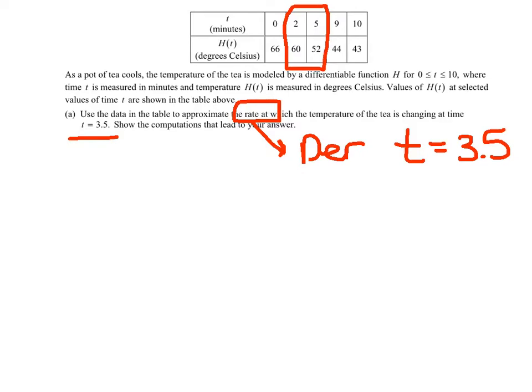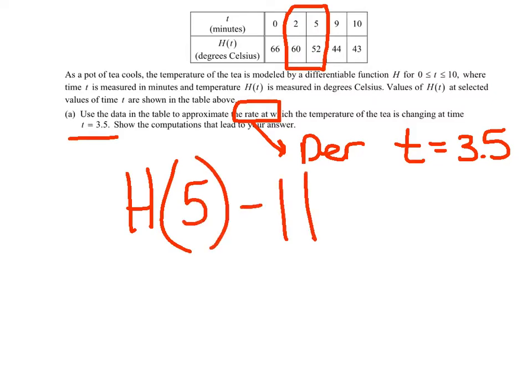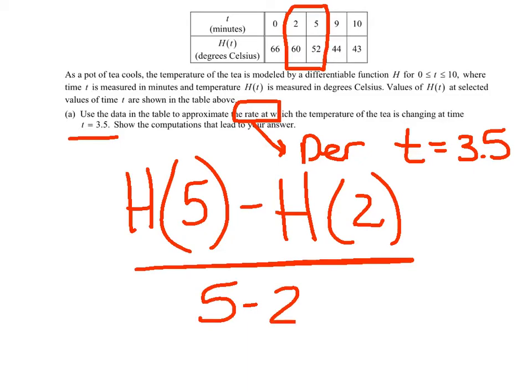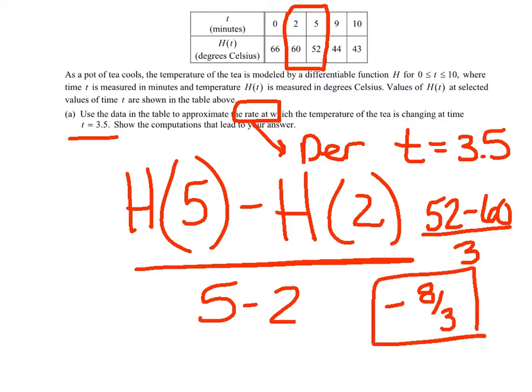So I'm going to say h of 5 minus h of 2 all over 5 minus 2. That gets me 52 minus 60 all over 3. That looks like a negative 8/3. This answer itself was pretty generic. Again, hopefully that's a point everybody can get, and that was worth 1 out of our 9 points.